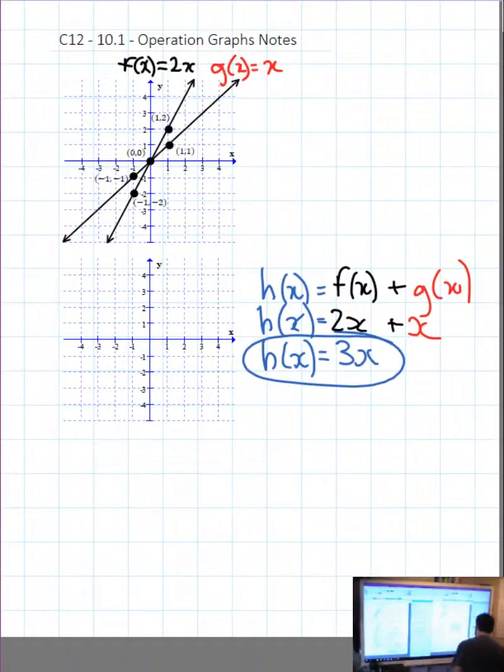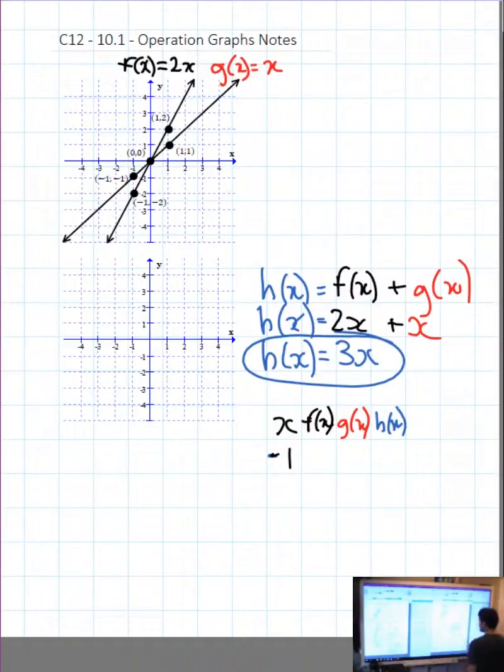So now, let's do it by picking an x value. So let's pick an x value. X. And I'm going to state f of x and g of x and h of x. So let's pick a nice simple x value like -1.